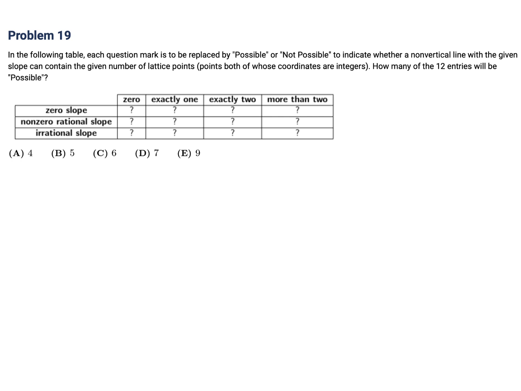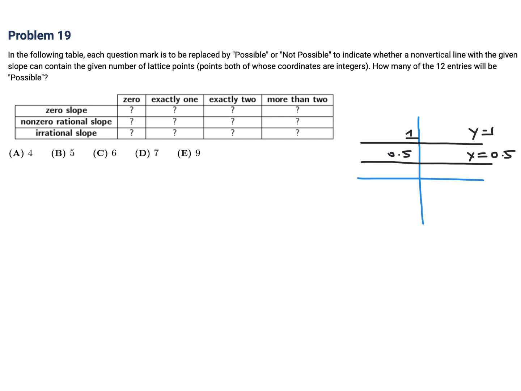Zero slope. So what does zero slope mean? Zero slope means that it is straight across, correct? Like this. This is a zero slope line. So let's say it crosses at 1. I'm just giving an example. So that means the equation of this line is y equals 1, or it could cross at 0.5. That means the equation of this line is y is equal to 0.5. Now let's go through these. Zero slope.